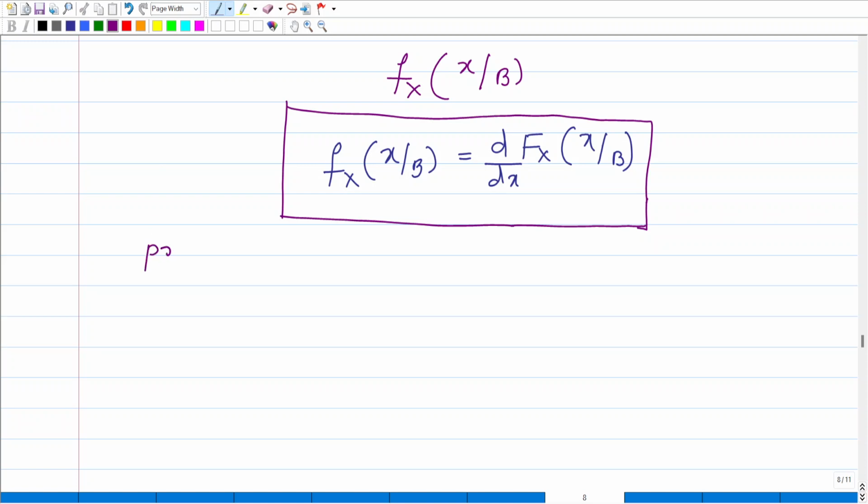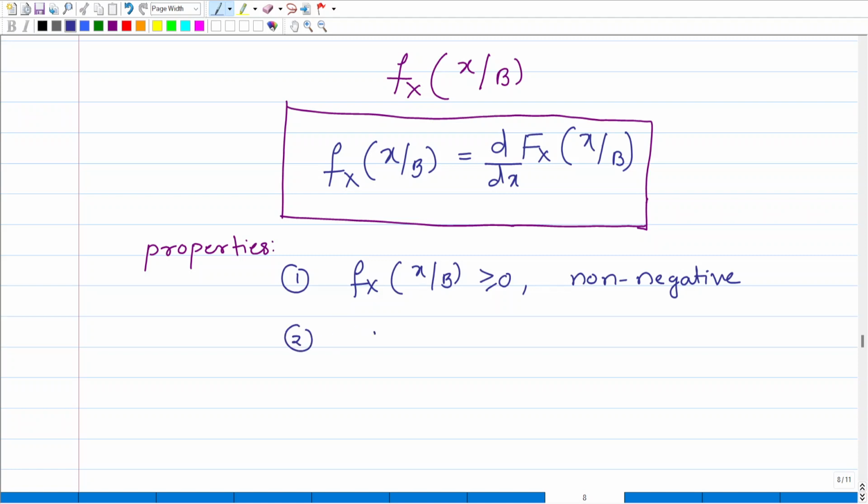Let us see the properties. The first property is that the PDF is always non-negative, whether it is a conditional or unconditional PDF. fx of x given B is greater than or equal to 0, meaning non-negative. The density function is non-negative. The second one: the area under the conditional PDF is equal to 1.